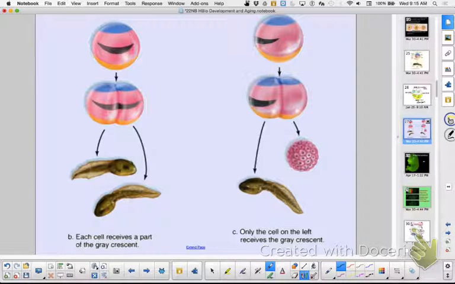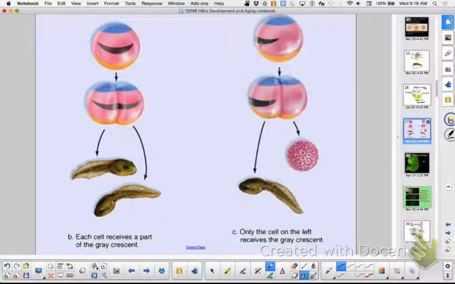But when they forced the cleavage to happen at a different location, the abnormal spot, so that one got all the gray crescent and the other one got nothing, the one with the gray crescent obviously developed normally. The one with no gray crescent stayed a blastula. And the reason is it's the gray crescent that induces it to become a gastrula. No gray crescent, it doesn't develop any farther. It's done. So that is a critical part in frog development, to have a piece of that gray crescent.